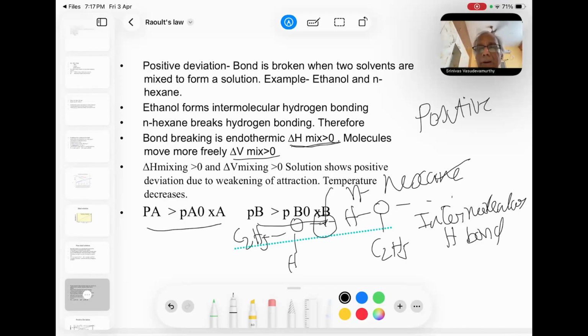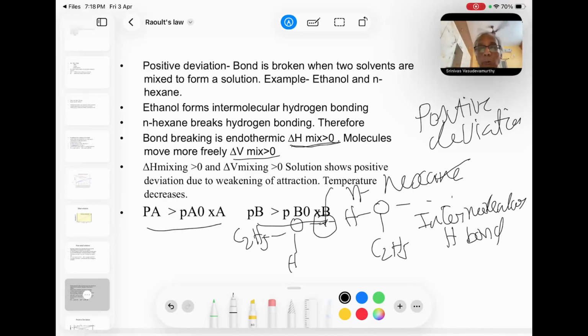In a positive deviation, the hydrogen bond is broken. It is an endothermic process, delta H mixing is greater than 0. Molecules occupy more space, delta V mixing is greater than 0. Molecules easily move to the vapor phase. So PA is greater than P naught A times the mole fraction of A, and PB is greater than P naught B times the mole fraction of B. So everything is positive here.